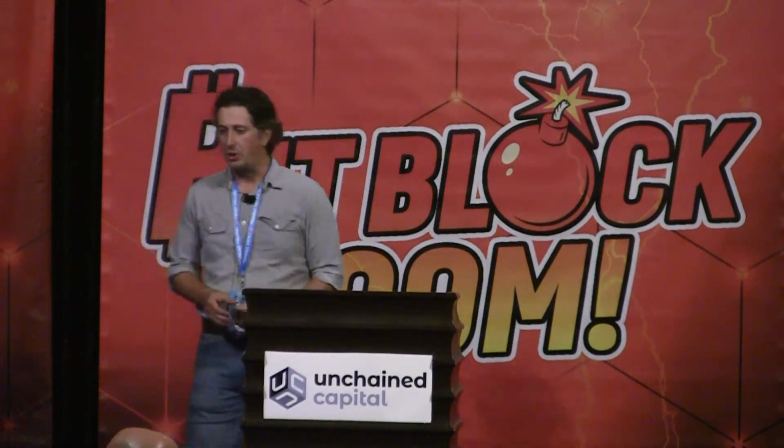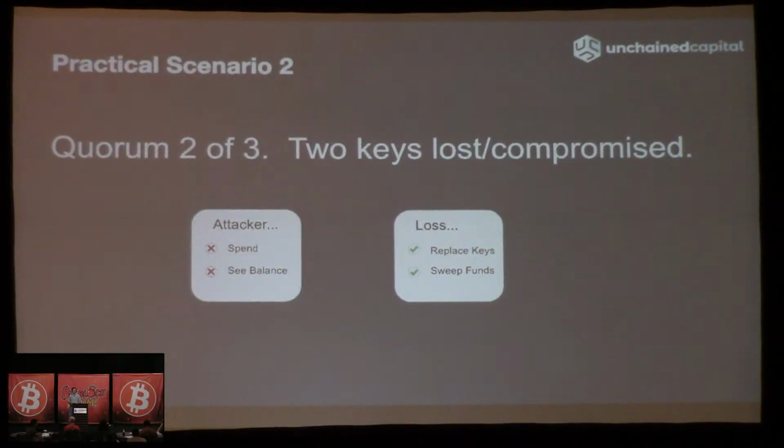Practical scenario number 2, you lose 2 keys. Now, this could seem really bad in a 2 of 3 scenario, especially if an attacker got a hold of these. But in the attacking scenario, if they get 2 of your private keys in a 2 of 3 multisig, you would assume that they could just spend your Bitcoin.